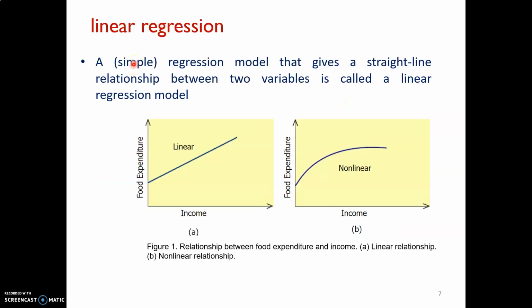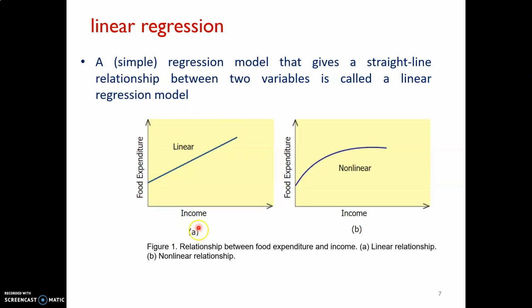Next, we'll see linear regression. We have linear regression, simple linear regression and multiple linear regression. First, we discuss linear regression. The simple regression model that gives a straight line relationship between two variables is called a linear regression model. Here it only represents the straight line relationship between IV and DV.